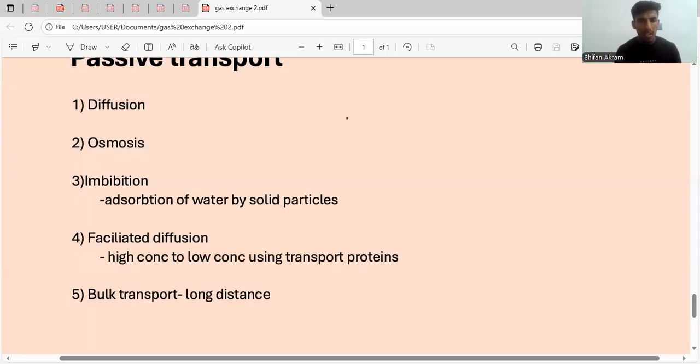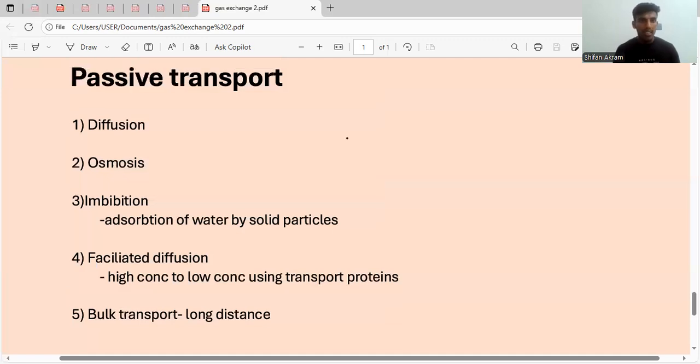Another example of bulk transport occurs in the phloem vessels. When the phloem vessel is loaded with sugar, this causes water from the xylem vessel to enter the phloem vessels. Because of this, the turgor pressure increases, causing bulk transport of sugar molecules from the source to the sink. Sink is where the sugar molecules are needed for growth and nutrition. So these are two places where bulk transport is required, and this is all about the transportation of materials.